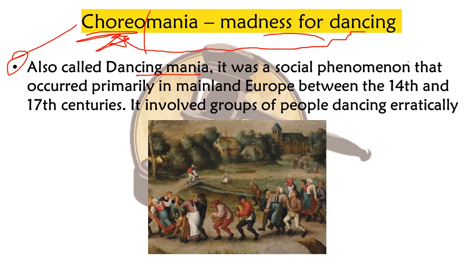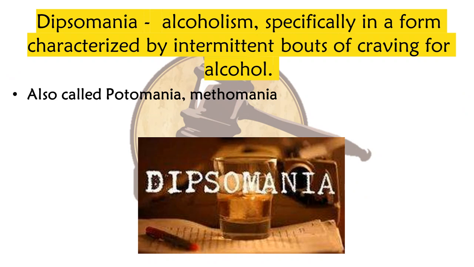Dancing mania was a social phenomenon that occurred primarily in mainland Europe between the 14th and the 17th century. It involved groups of people dancing erratically. I included this because I found it interesting while reading these words up. People used to just dance around erratically, and it was an obsession. Pretty weird. Anyway, moving on.